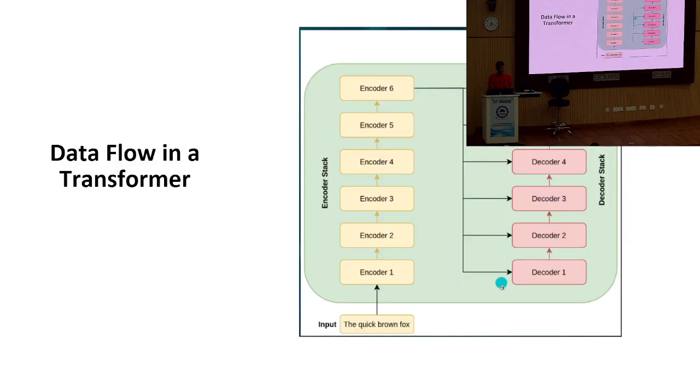There can be multiple encoder layers to capture the full meaning, and it will capture different relationships of the words within the sentence, as well as the relationship between different sentences in a paragraph. So that's why multiple layers are present in the transformer.